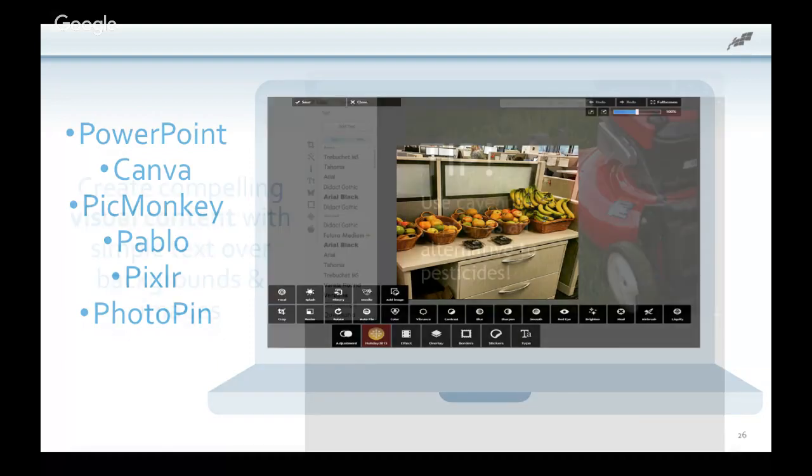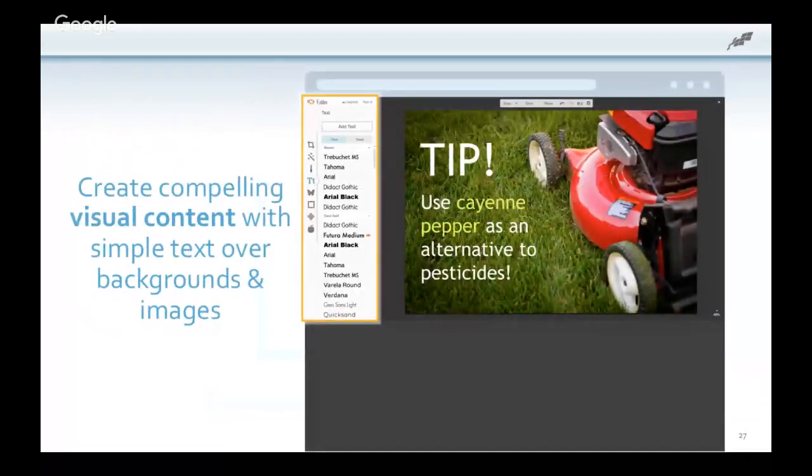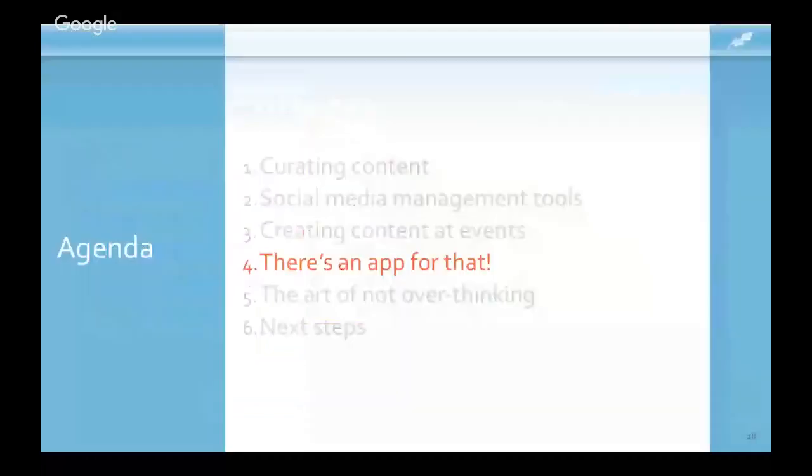When you're using imagery, it's nice to create compelling and visual content. That's putting imagery or text over the top of an image to make your content pop. So that's the kind of content that you want to use imagery for. In this example, this is a Photoshop edit of an image, and you can very easily use tools like Canva, Pixlr, and PowerPoint to do the same thing.